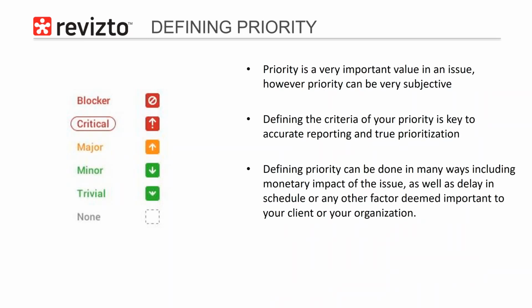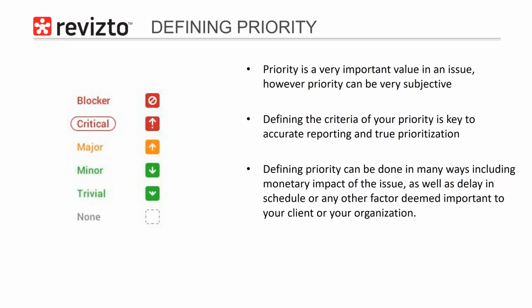So, defining priority. This is another big topic that we talk about inside of Revizto. The reason why this is very important to me and the way that I explain this, and it's important to all of our clients, is this. When you're reporting on issues and when you're tracking issues inside of the reporting tools inside of Revizto, if there has been no definition assigned to each one of these priority types, you're going to see one of two things. Everything's going to be critical or everything is going to have no priority at all.